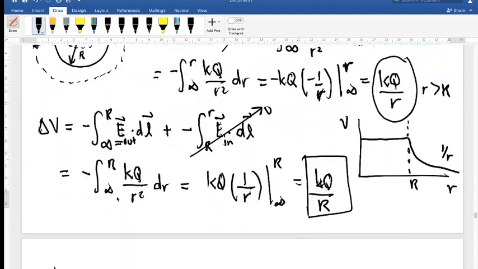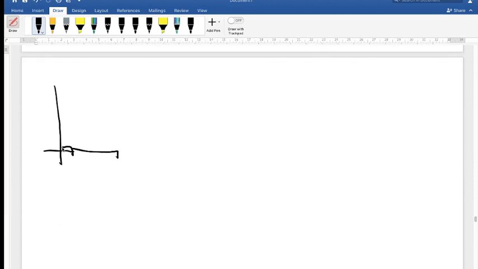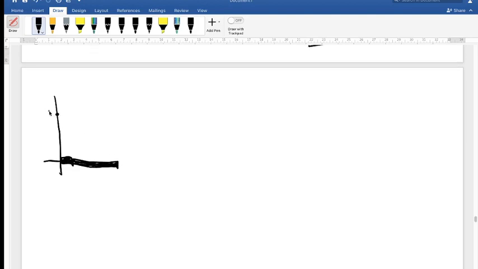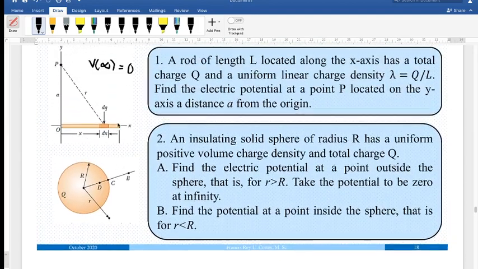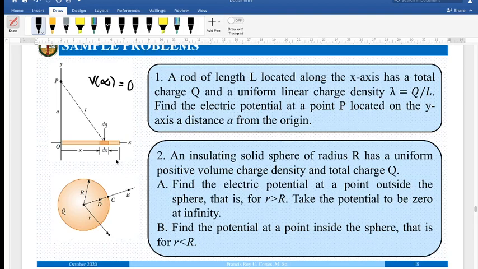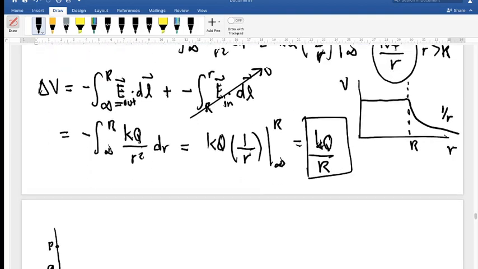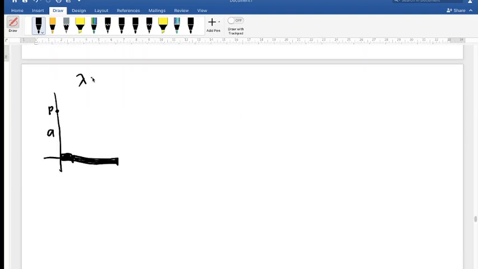Excuse me. Okay, so I will just put it here. Okay, this is the line charge. This is the point P, a distance a from the origin. Next, we have lambda. Lambda is equal to Q over L.